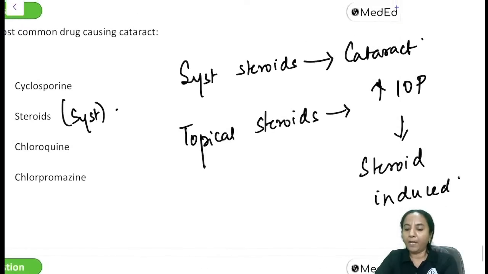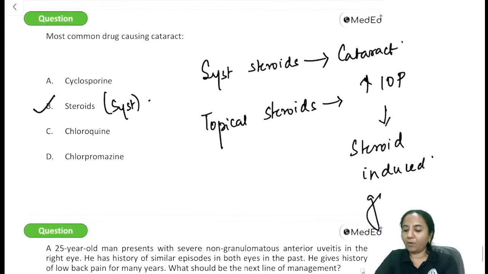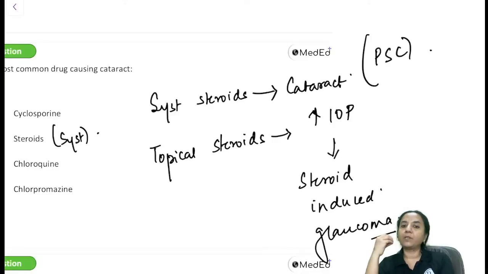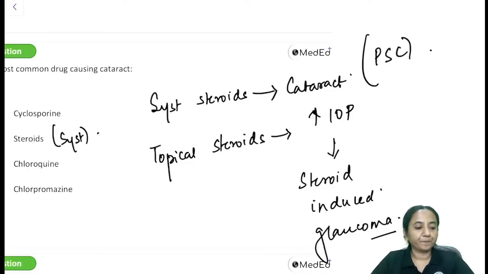So remember, what does systemic steroid cause? Systemic steroid causes cataract. What type of cataract is it? It is a posterior subcapsular cataract. And what does topical steroid cause? Topical steroids generally cause increase in intraocular pressure and this may eventually lead to steroid-induced glaucoma. Right? Chalo, let's go to the next question.